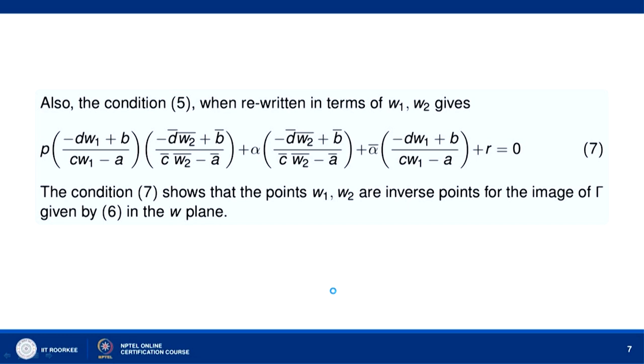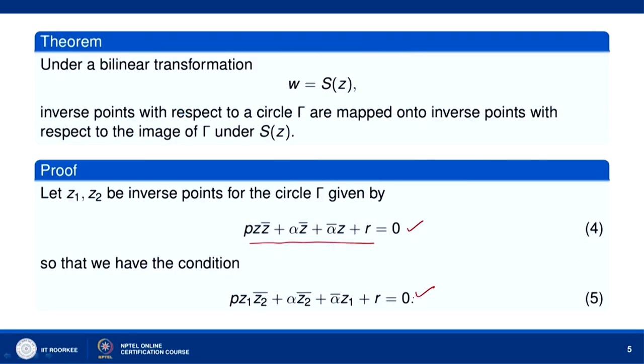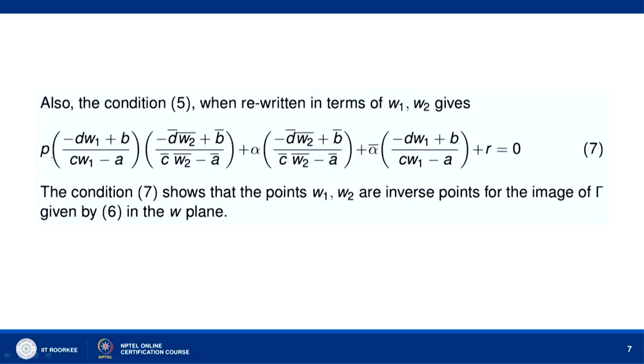Now, also the condition 5, when the condition 5 is written in terms of W1, W2. Let us write, W1 is the image of Z1 under the bilinear transformation W equal to S z, and W2 is the image of Z2. So, we have this transformation P times Z1, W1, then here Z2 conjugate, alpha times Z2 conjugate, alpha conjugate Z2 plus R equal to 0.